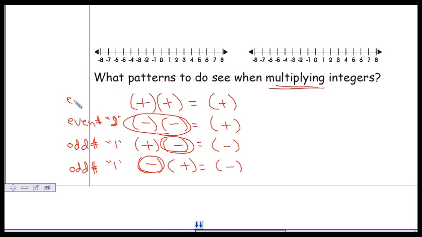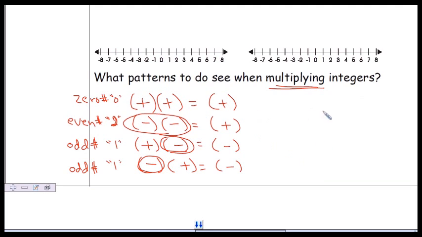And here we have no negatives. So I guess we can call it even. Well, let's not call it even because 0 is not an even number. It cannot be divided by 2. So we'll just call it 0. If you have 0 number of negatives, then you have a positive answer.